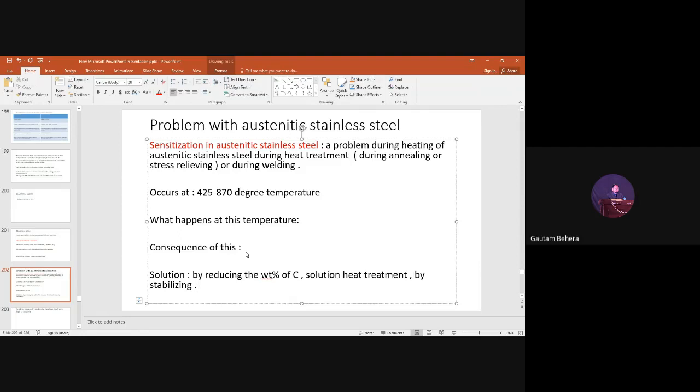So by adding these kinds of alloying elements into the austenitic stainless steel, we can suppress the formation of chromium carbide. Chromium carbide will not form, but titanium carbide may form, columbium carbide may form, tantalum carbide may form, which will suppress the formation of chromium carbide. So by suppressing chromium carbide formation with these strong carbide formers, we can stabilize the austenitic stainless steel. These are the three ways by which we can prevent sensitization.